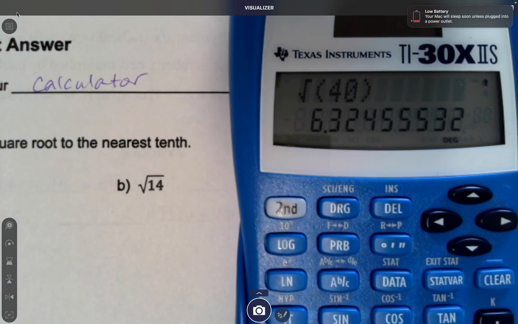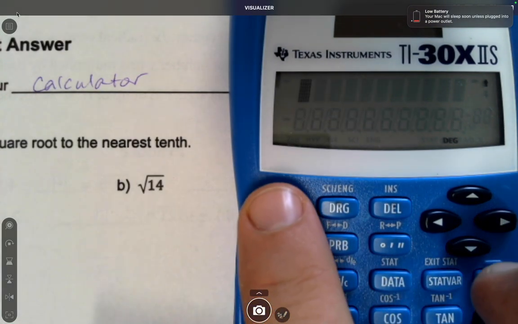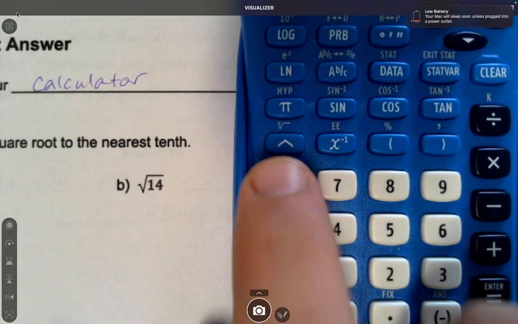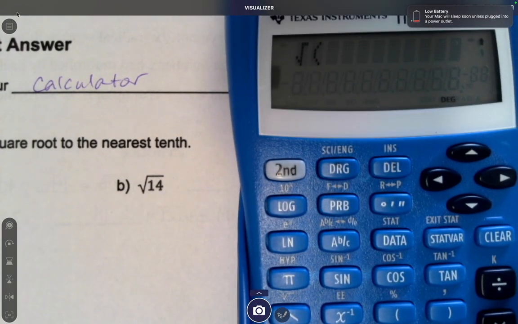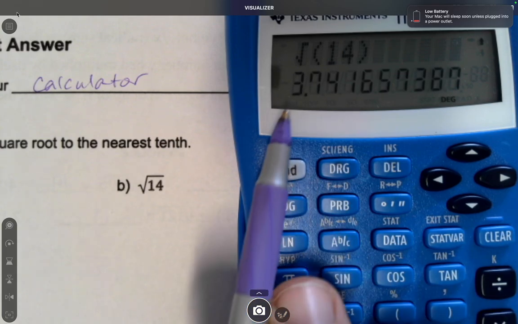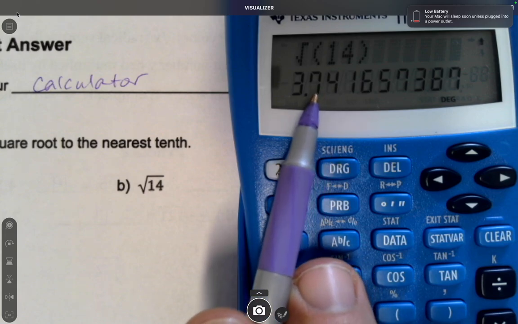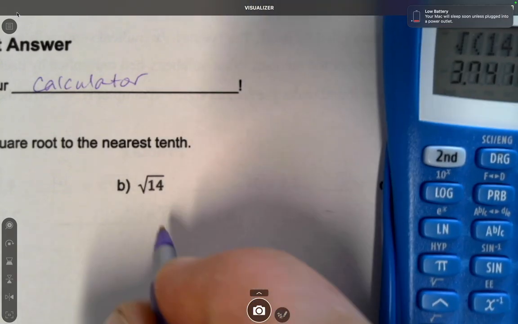Now I'll do the same thing with 14. I hit second, then the square root, plug in 14, hit enter. Okay, so I have 3.7. If I look 1 past that, 4 is not 5 or bigger, so I don't have to round that up. So the answer is 3.7.